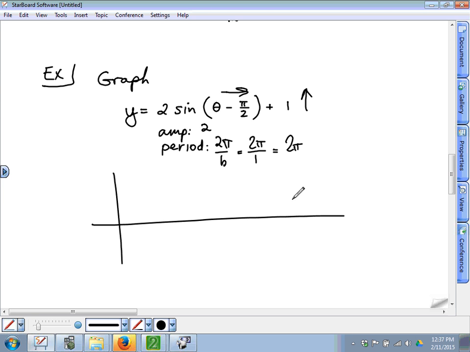So first thing is we're going to draw where the midline is. Where's the midline? Up 1 unit, isn't it? So draw your midline. Okay. Now on the midline, let's say we're going to call this 2 pi.